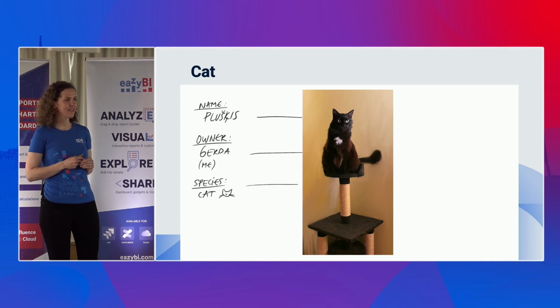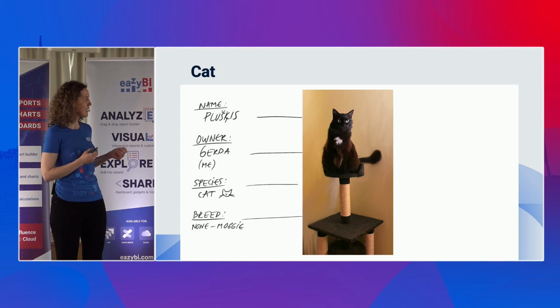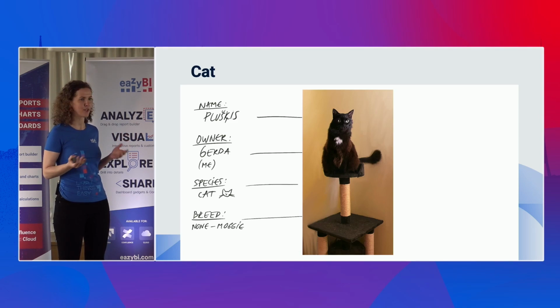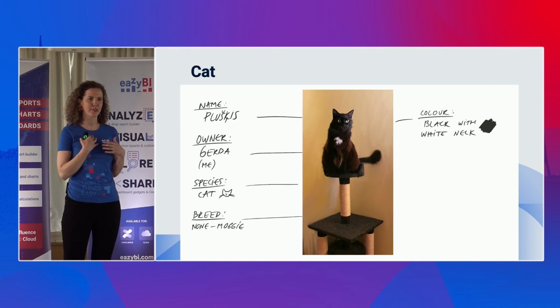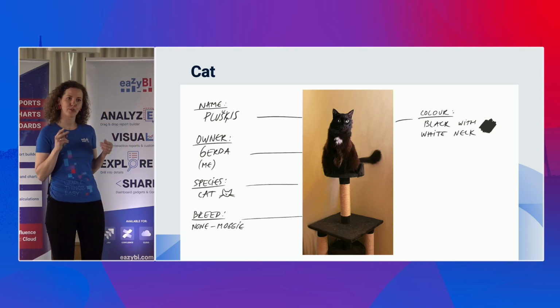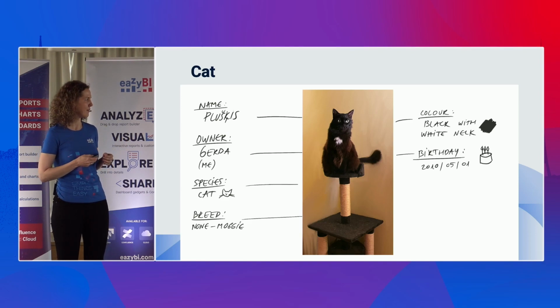Then he has a species. It's a cat. He seems to have a breed, but we don't know, so it's actually non-Mogi, because we took him from the street. He has a color. It's very specific. He's black with a white neck. I have another black cat, but he has 2 white whiskers. And he has a birthday. It is somewhere in 2010. And gender, male.